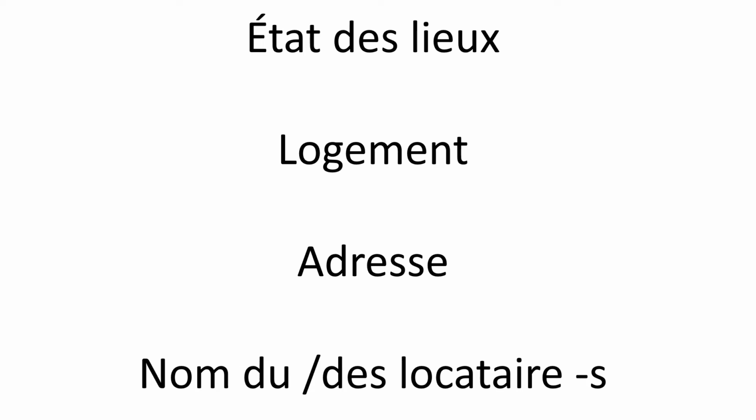So it might start like this: état des lieux, logement, adresse, nom du locataire or des locataires. So you understand everything here. Logement is accommodation. Adresse will be the address of the accommodation, and then the name of the person who is going to rent.